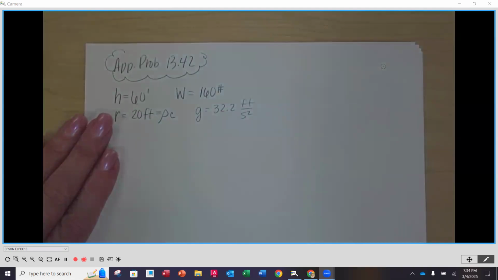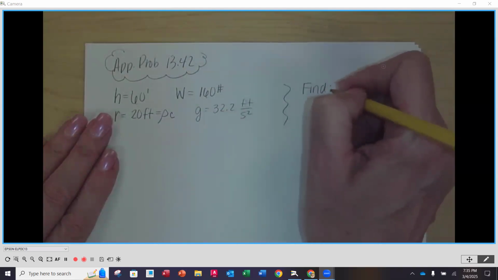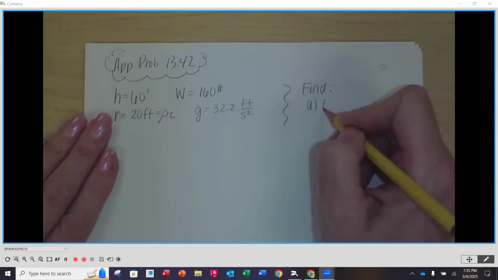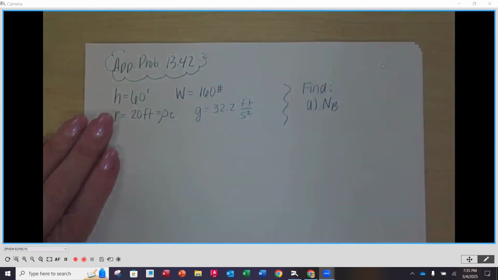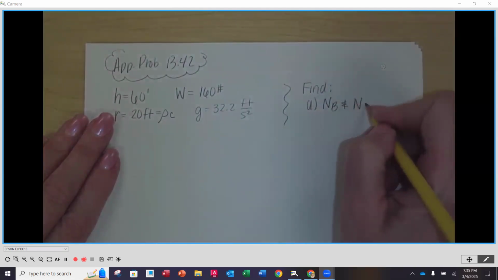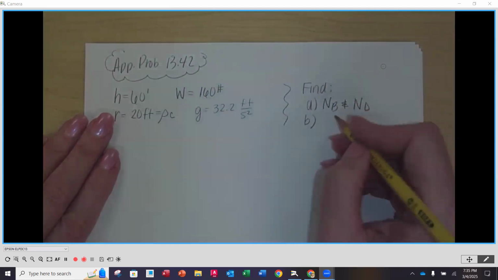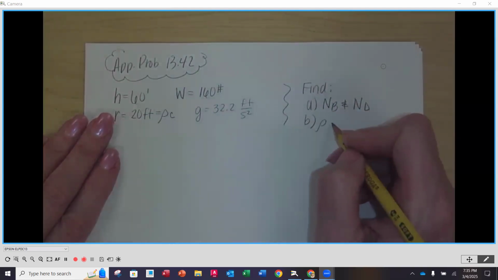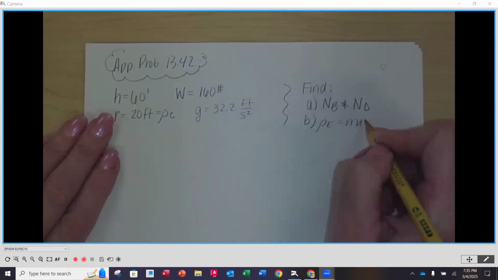And then we want to find, okay, part A, the normal force at B. This is going to be the normal force, the support force, if you would, of the person in the car, and the normal force at D. And then part B, we want to know the minimum radius of curvature at point E.